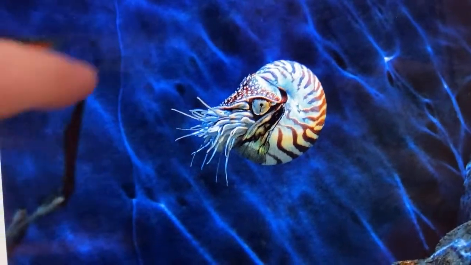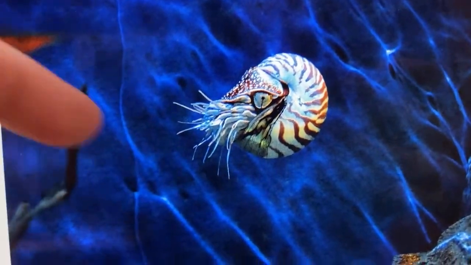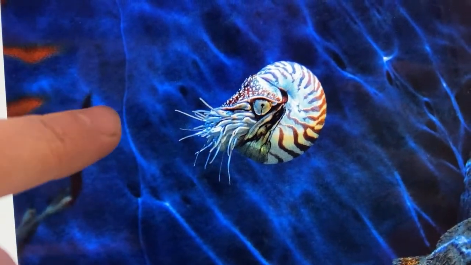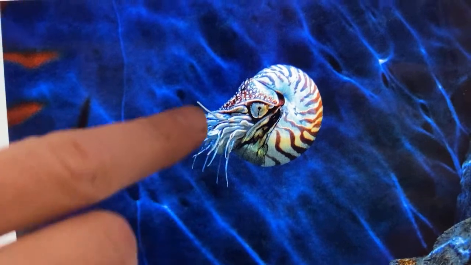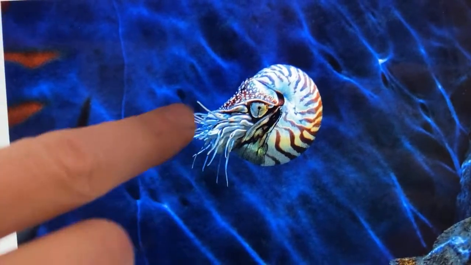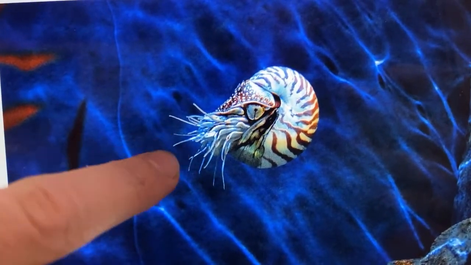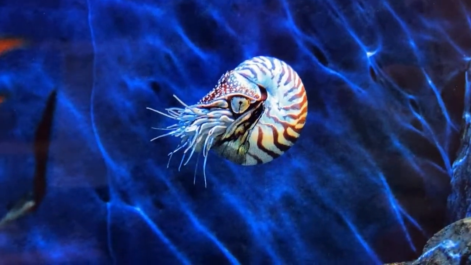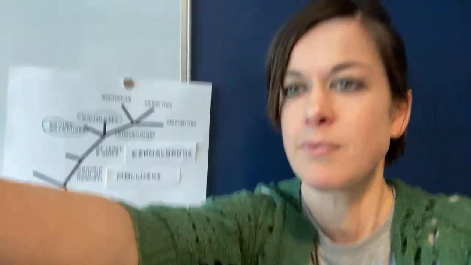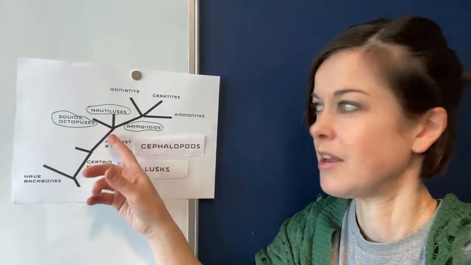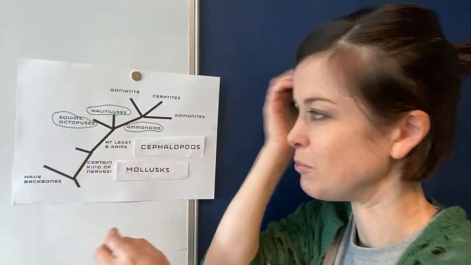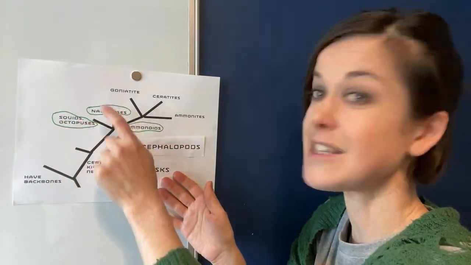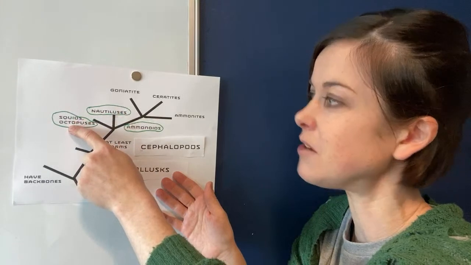So nautiluses look very similar to ammonites, but actually ammonites are more closely related to octopus and squid. So we don't think that ammonites had all these tentacles. I think they had fewer. But yeah, obviously, on the face of it, very similar. So that's a nautilus. So this is why they're different. You can't see on here because I've made it too simple, but ammonites are more closely related to squids and octopuses. Nautiluses, yeah, these guys are still alive, as are squids and octopuses.